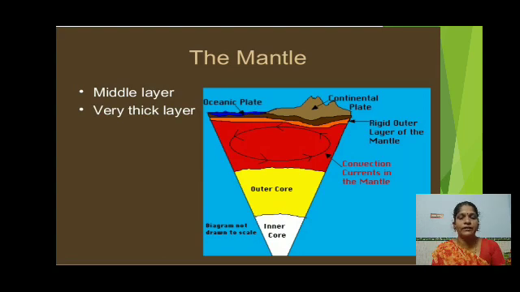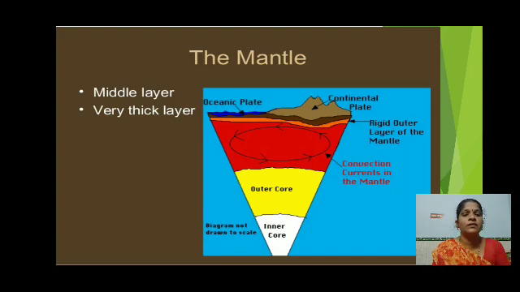Then the mantle. Mantle is a very thick layer, made up of hard rock. It is the middle layer. The mantle is also divided into 2: inner mantle and outer mantle. The outer mantle is rigid. The inner mantle has convection currents. Iron is present more in this layer. A lot of minerals are found in the mantle layer.